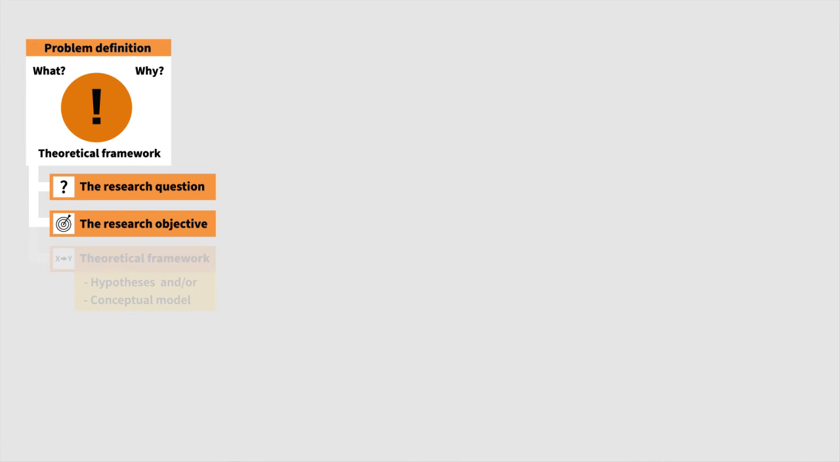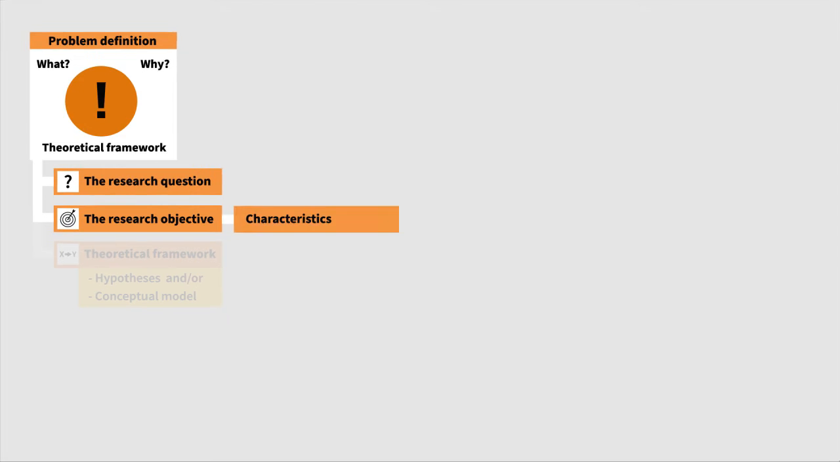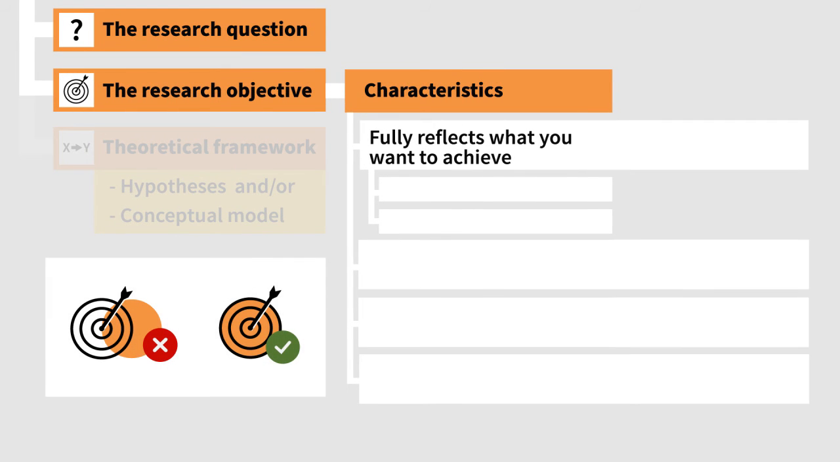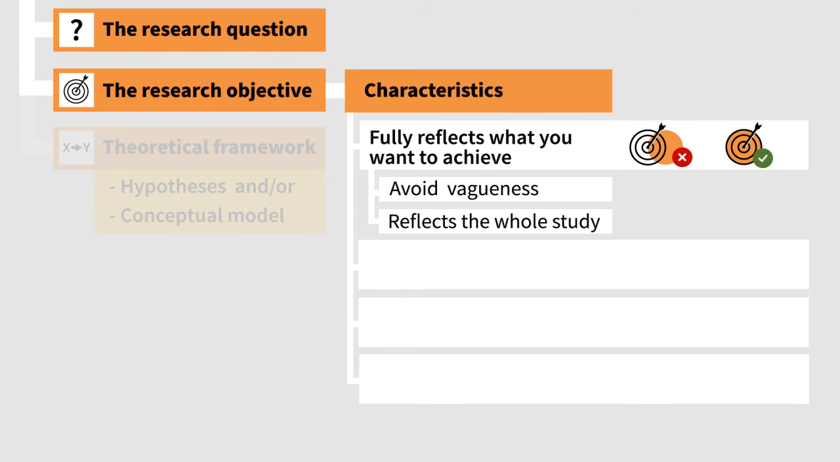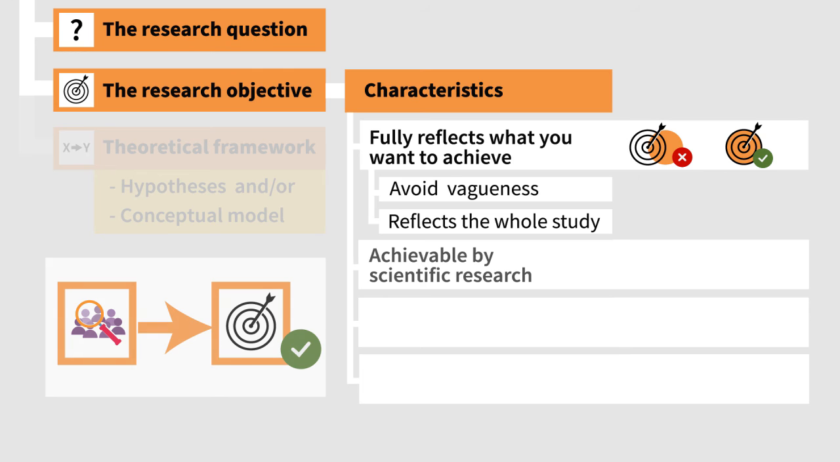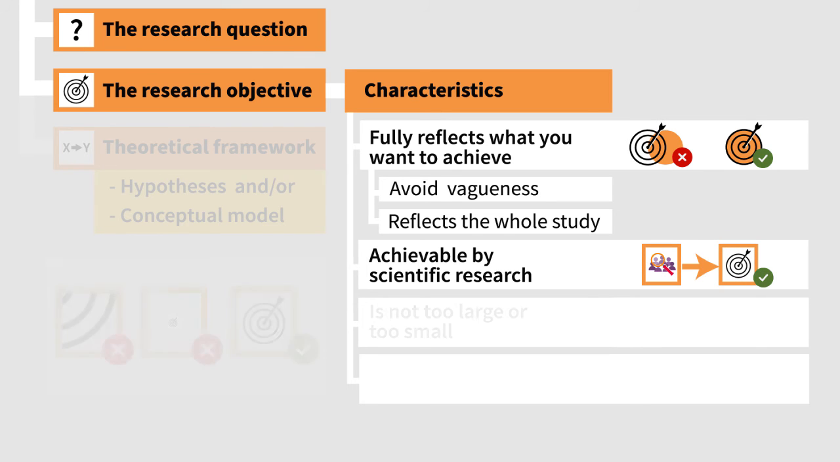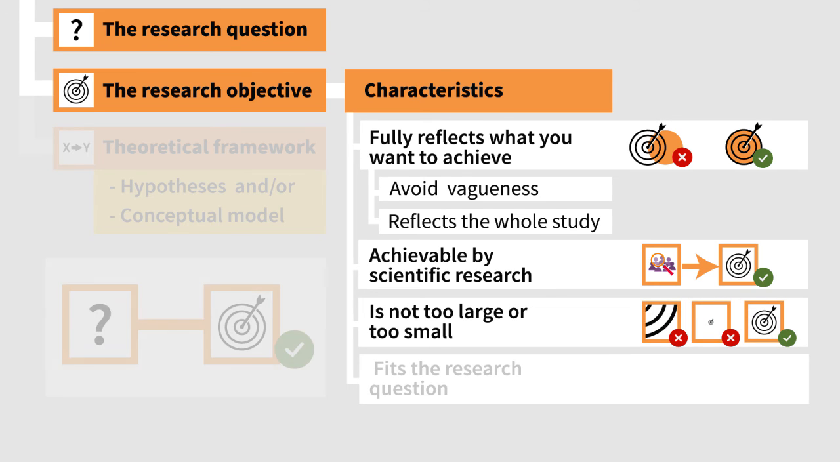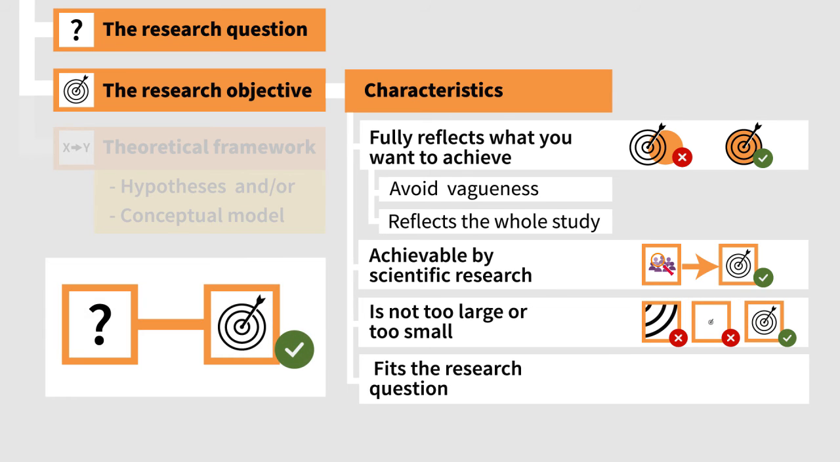Just like the research question, the objective must also meet several characteristics. First, the objective must fully reflect what you want to achieve with your research. Try to avoid all vagueness, be as clear as possible, and make sure that the goal reflects the whole study. The goal must also be achievable by conducting scientific research. In addition, the goal should not be too large or too broad, but also not too small or too narrow. And finally, the goal must fit the research question.